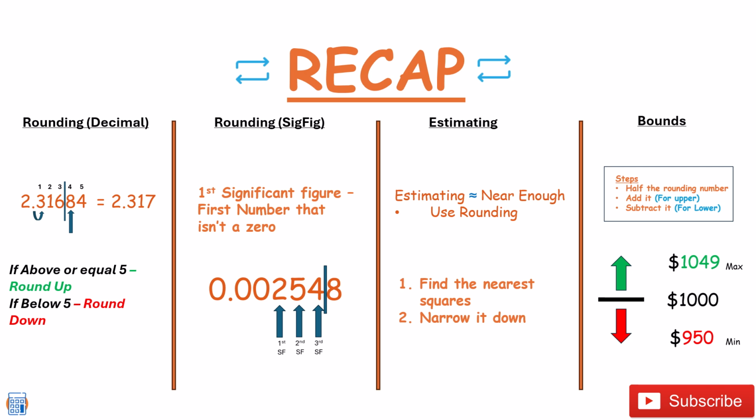That's literally everything with rounding, estimating and bounds. As you can see here, quick recap. If it's 5 or above, you round up. If it's below 5, you round down. Same goes for significant figures. The first significant figure is the first number that isn't 0. And then estimating is basically near enough. And bounds are the maximum and minimum.